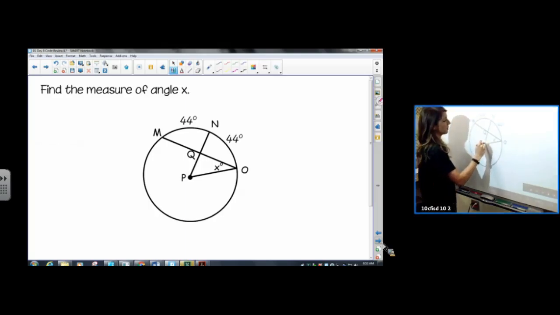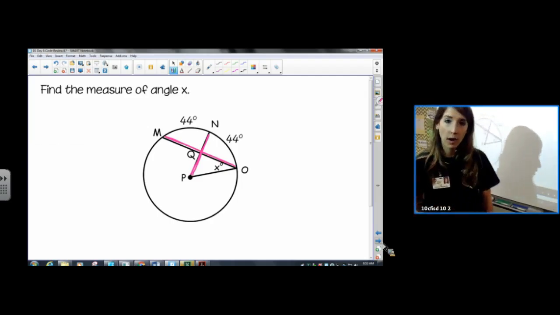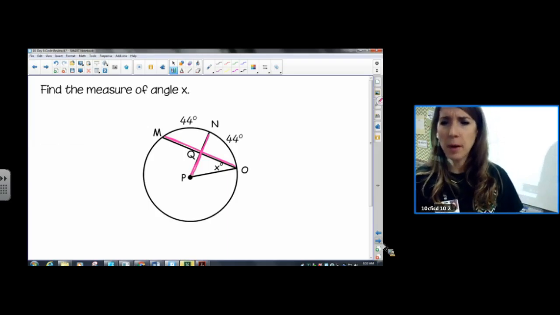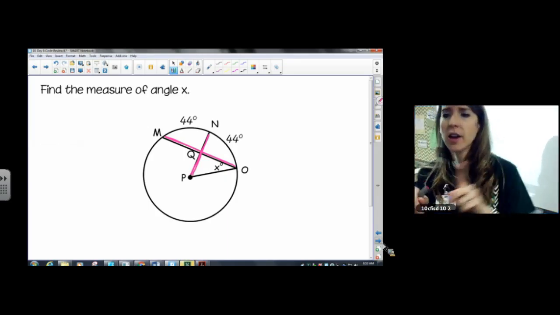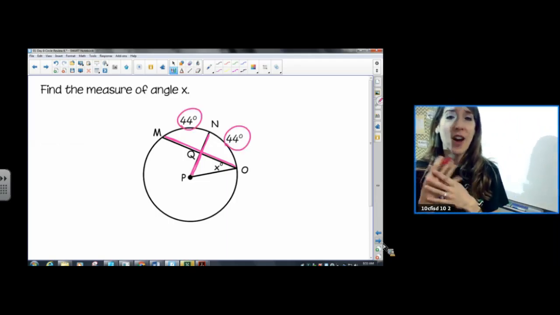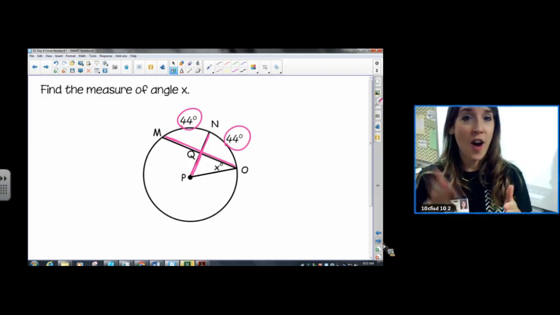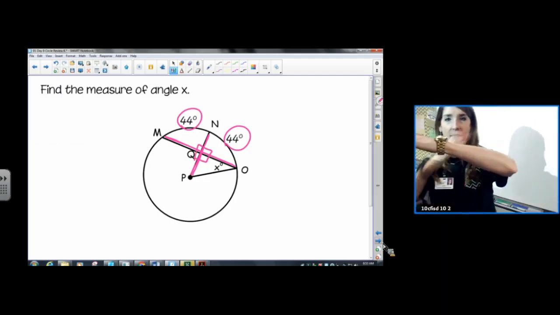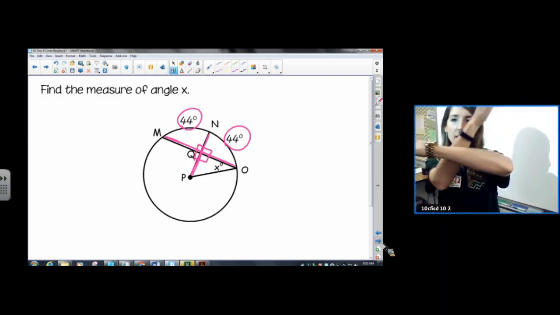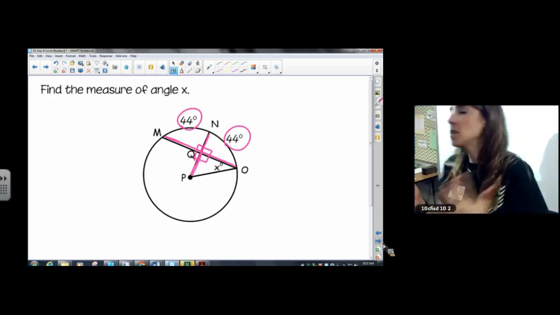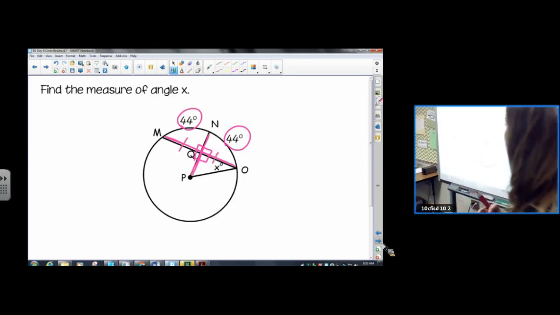One of the theorems we learned is that if a radius is perpendicular to a chord, it cuts the chord in half and the arc in half. Well, we don't know that these are perpendicular, but we know that arc was cut in half because 44 equals 44. So we're using the converse of that theorem. If I cut the arc in half, then I have to be perpendicular. You don't cut an arc in half if you intersect the chord diagonally. That's not going to cut the arc in half. If you intersect it right at 90 degrees, you cut the chord and the arc in half.